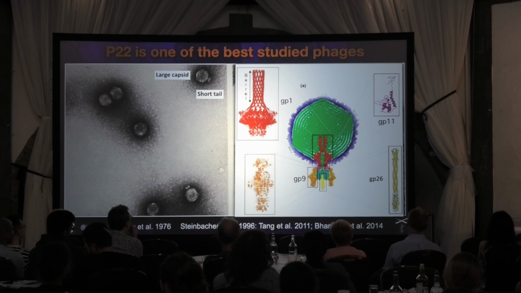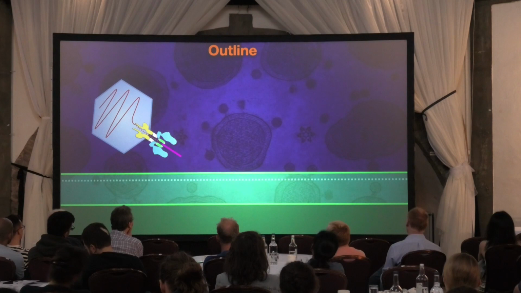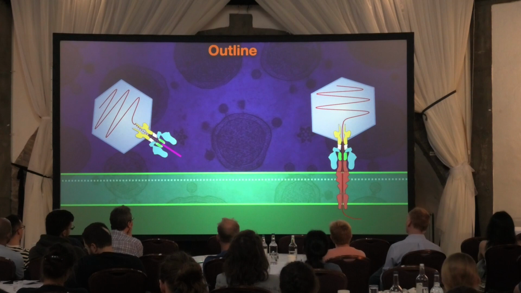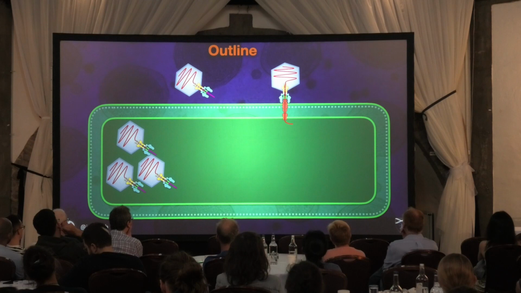So why do we want to work on that? Because it's probably one of the best models. First we want to see how the individual virion looks, and we want to see how it interacts with the host. In particular, we want to show how it forms the channel across the bacterial envelope to allow DNA injection. And then, obviously, you will see how they actually assemble. So I have three questions.